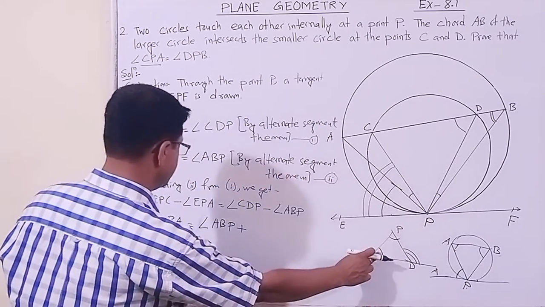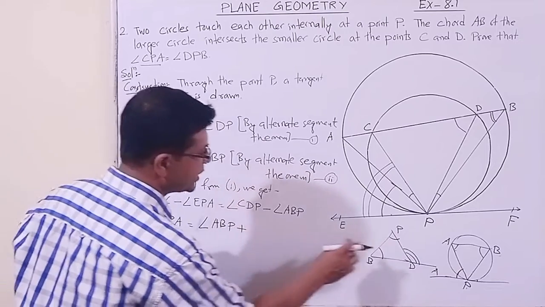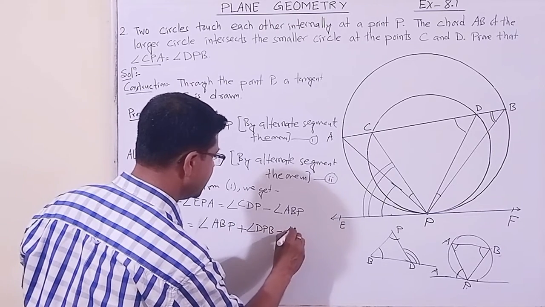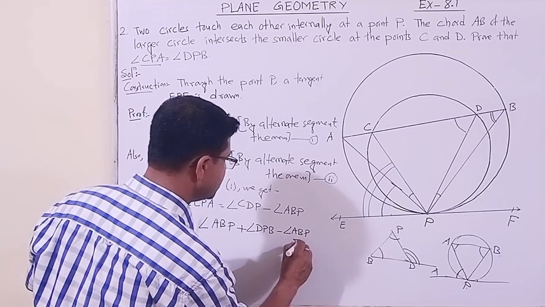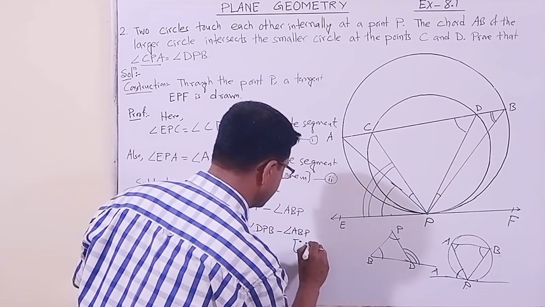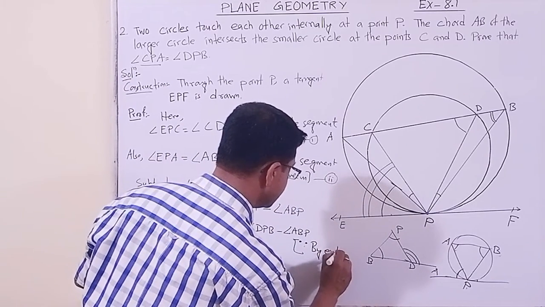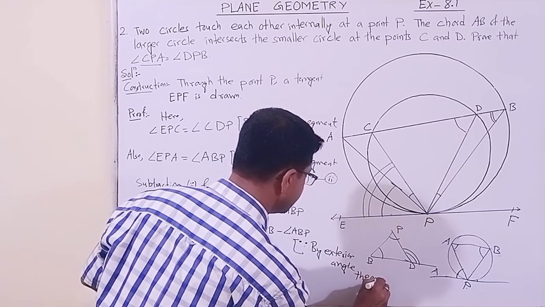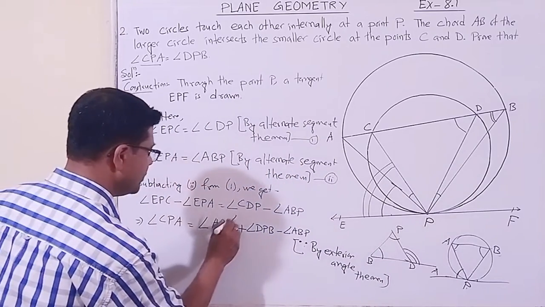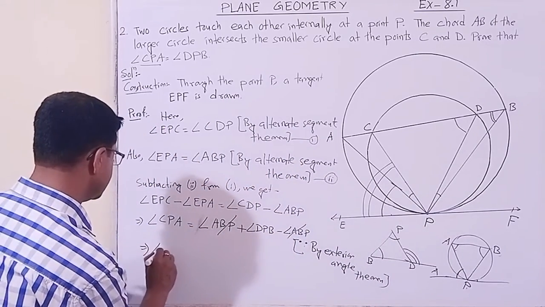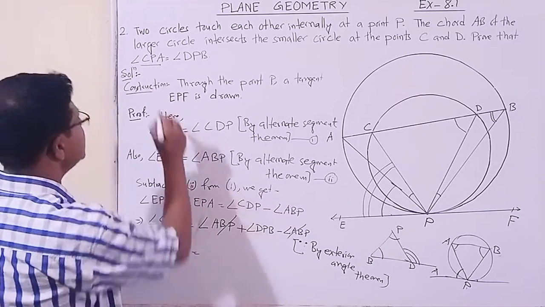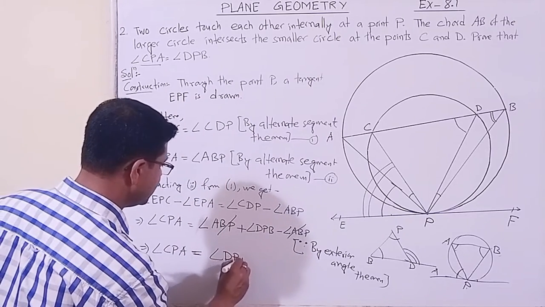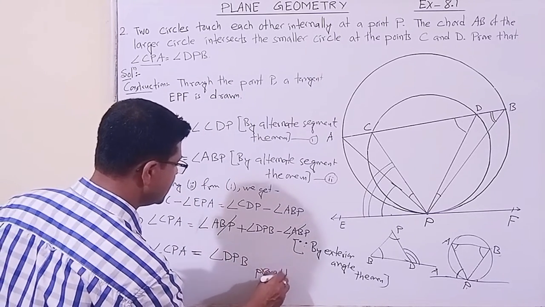We have written this, this one B is written. Now this, what is the name of this angle? Angle DPB minus angle ABP. The thing is very simple. What is the reason? By the exterior angle theorem. Got it? Okay, now here we can cancel these two. So ultimately we have got angle CPA equal to angle DPB. Thus we have proof. This proof is very easy, isn't it?